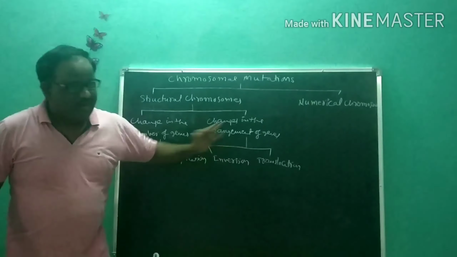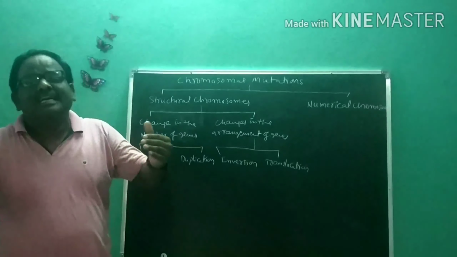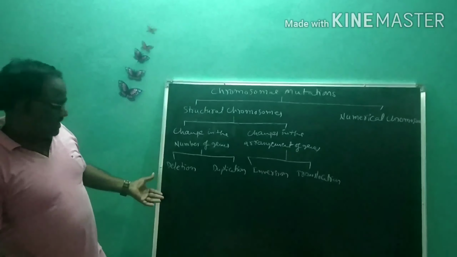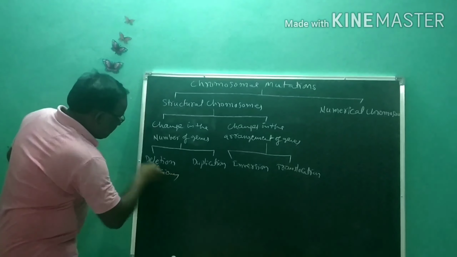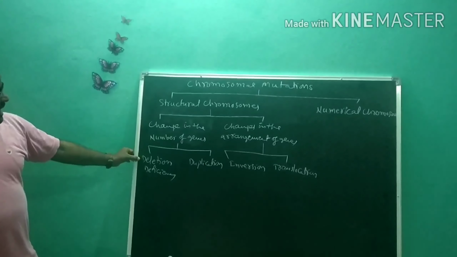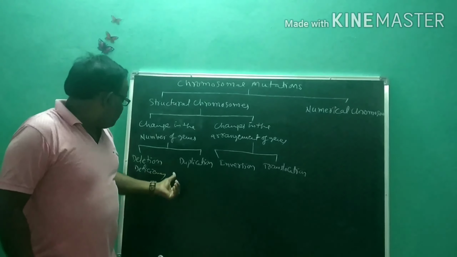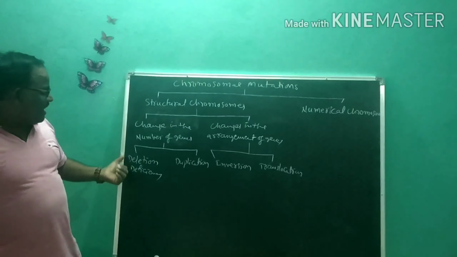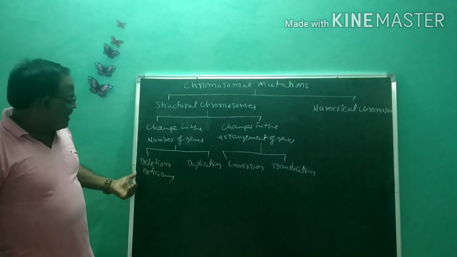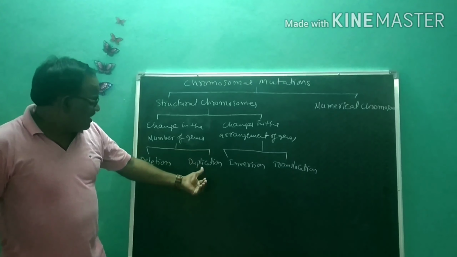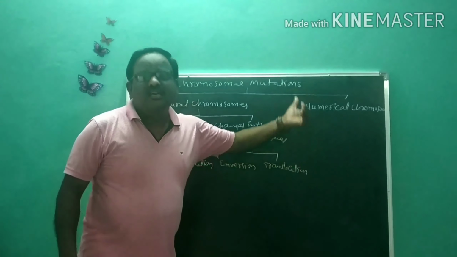First one, deletion. Deletion is also called deficiency. It means loss: a segment of the chromosome is lost. Loss of a portion or segment in the chromosome is called deletion. Duplication means addition, inversion means rotation, and translocation means shifting.